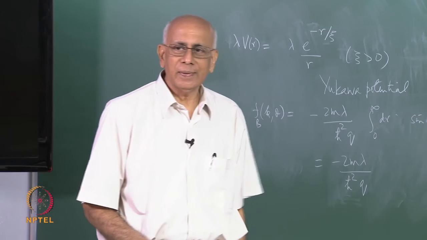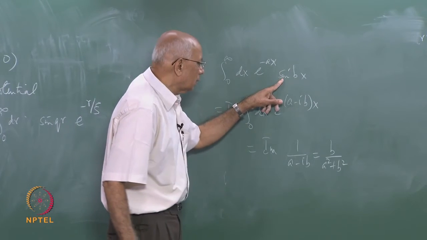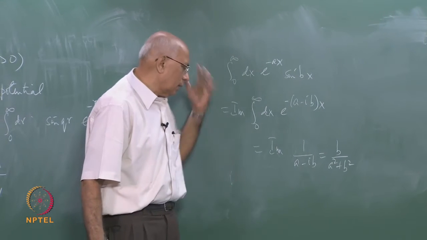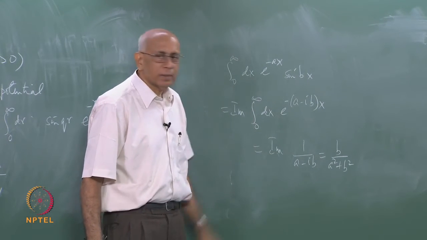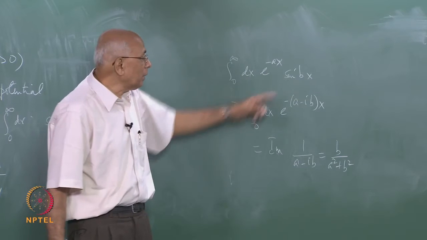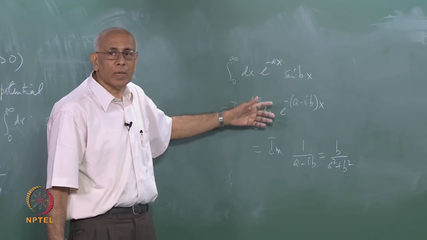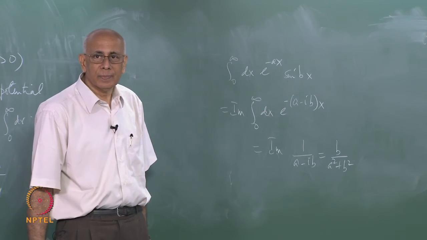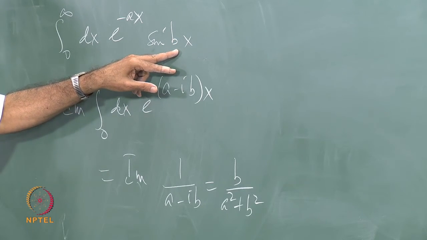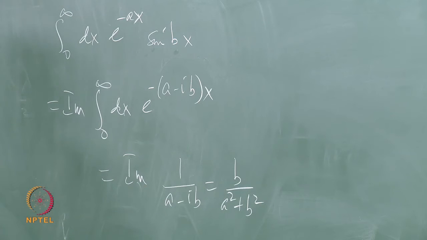How do you remember which is which? If you had a cos here, then the answer would be a over a squared plus b squared, the real part. And with the sine, but doing this each time, how do you remember which is which? What happens to this when b is 0? It vanishes, right? But when b is 0, the sine vanishes, but the cosine does not. So whatever vanishes must be the sine. This is sine, the other is cosine.